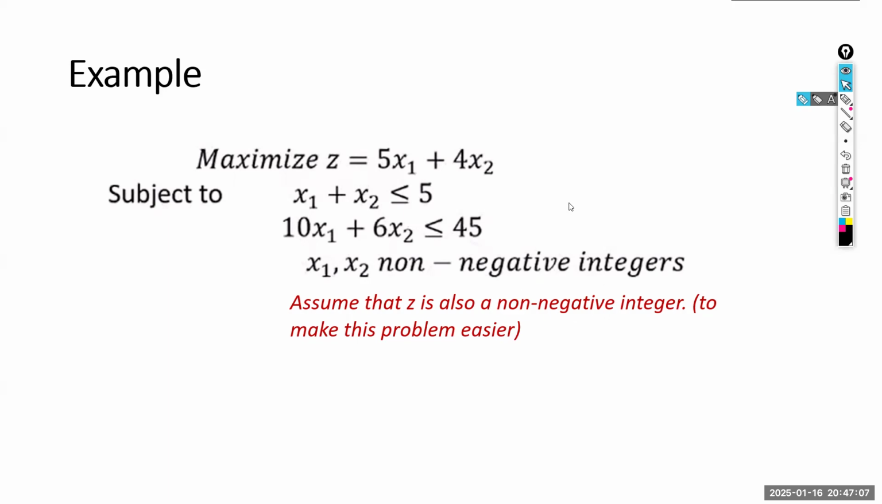Right. So we'll straight away use the example. This is our problem: maximize z, which is 5x1 plus 4x2, subject to two constraints, because we want to make it simple. And x1 and x2 are non-negative integers. But to make our life easy, this particular example has assumed that even z is integer.